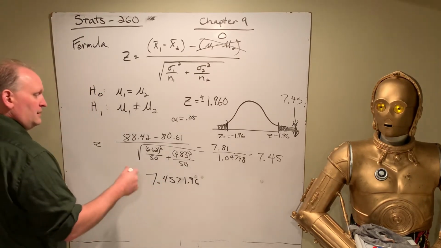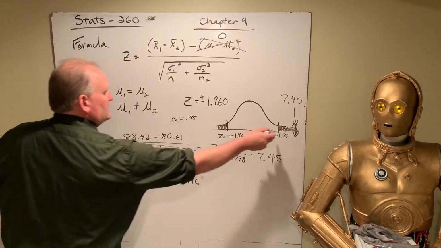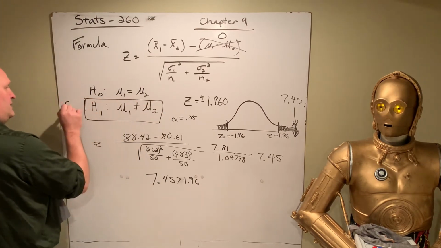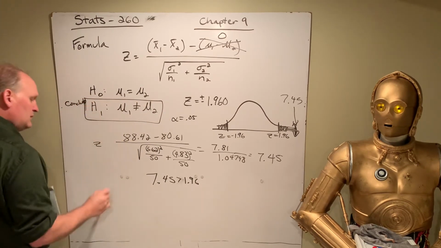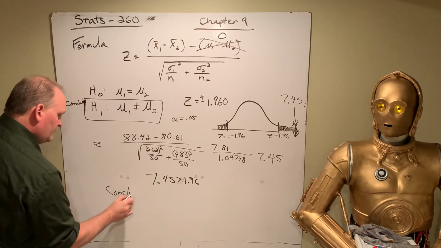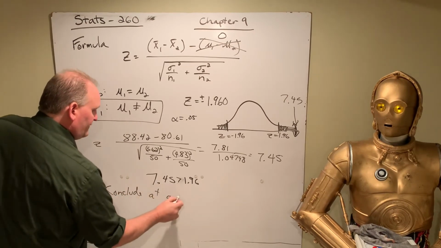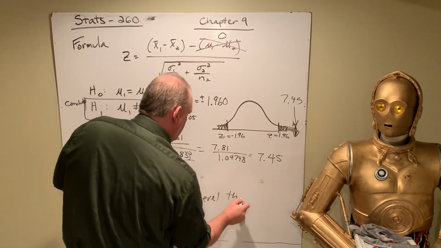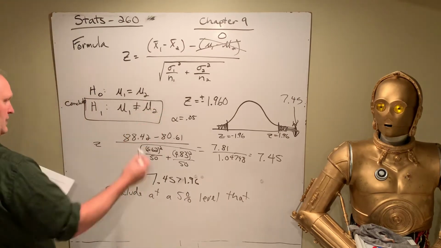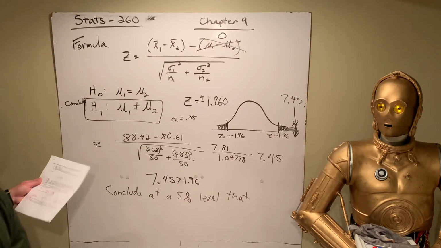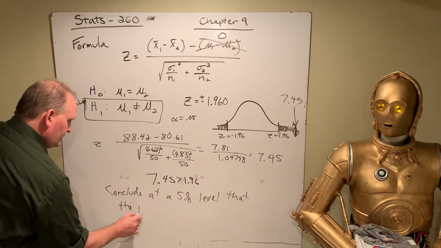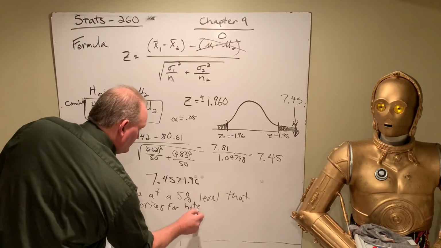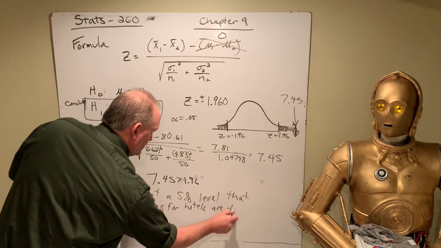All right. So let's see, it's in the reject, so we reject the null, and this is our conclusion. So we conclude at a 5% level that the prices for hotels are different. All right.